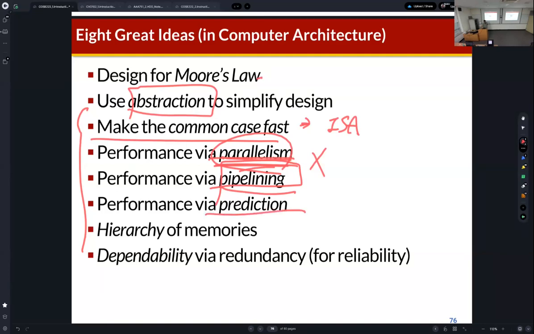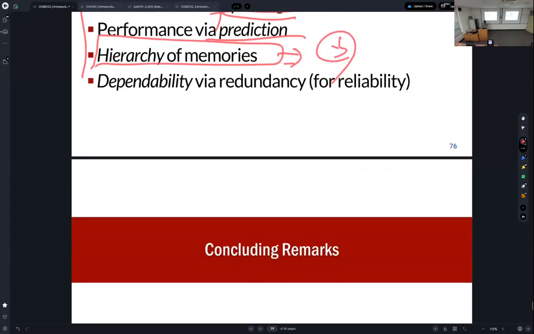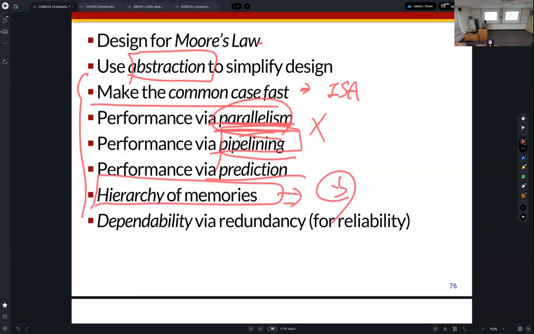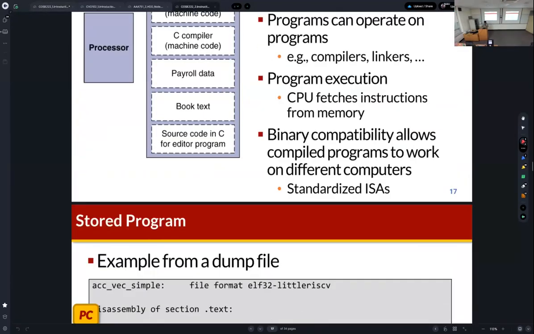Then performance can be improved by prediction. Then hierarchy of memory. We will learn about the memory hierarchy in chapter 5. Okay, and then this is the reliability issue. So these are 8 great ideas in computer architecture. Based on these ideas, we have developed better computers, better computer systems, and better computer processors. Okay. So this is the end of chapter 1. I hope you can read chapter 1 of the textbook.